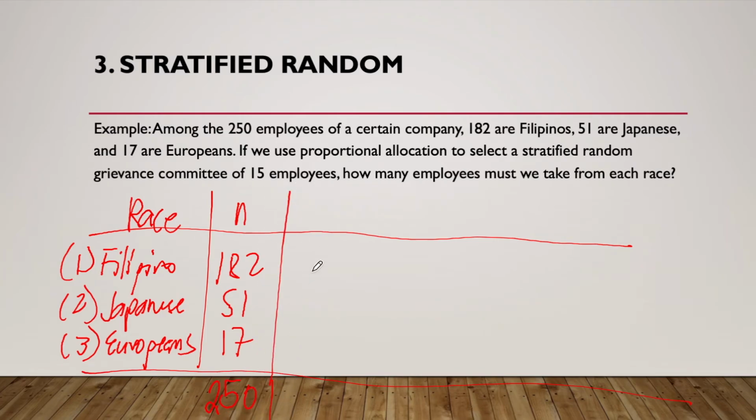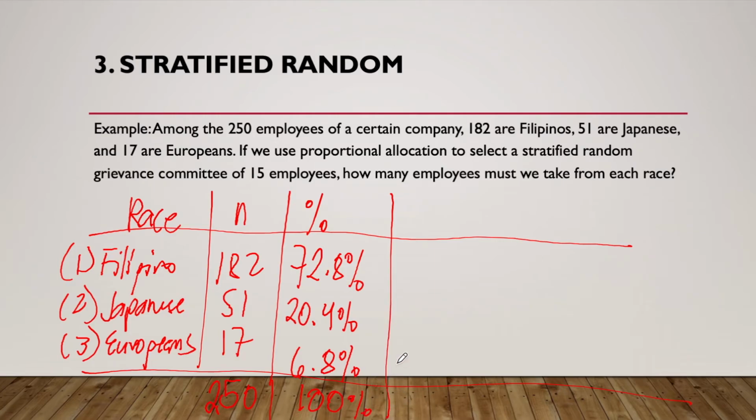And the percentage, let's do that. 182 divided by 250 is 72.8%. 51 divided by 250 is 20.4%. And 17 divided by 250 is going to give us 6.8%. So adding them up, 72.8 plus 20.4 plus 6.8 is going to give us 100%. That's great.